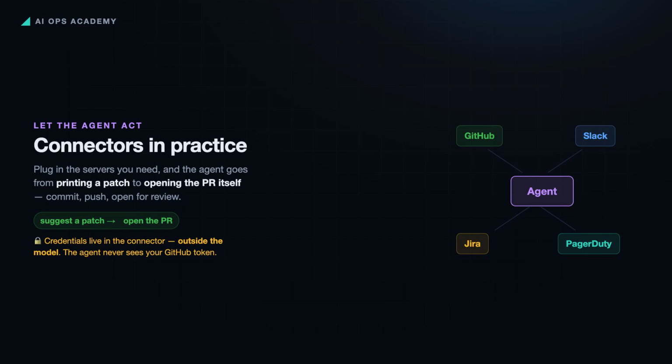And here's the crucial part for security. The credentials live in the connector, outside the model. The agent asks the connector to open a pull request. It never sees your GitHub token. That boundary is what makes it safe to let an agent act.